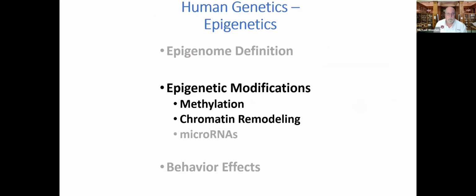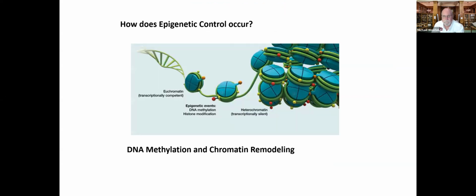So just a quick review of epigenetic modifications. The two biggies are things that have to do with methylation and chromatin remodeling. And then we'll talk a little bit about microRNAs, because those definitely have a human impact. So how does epigenetic control happen? Well, remember you've got two places that you can have particularly methylation going on. One is on the DNA itself. The other is in this chromatin area. So that's the chromatin remodeling.